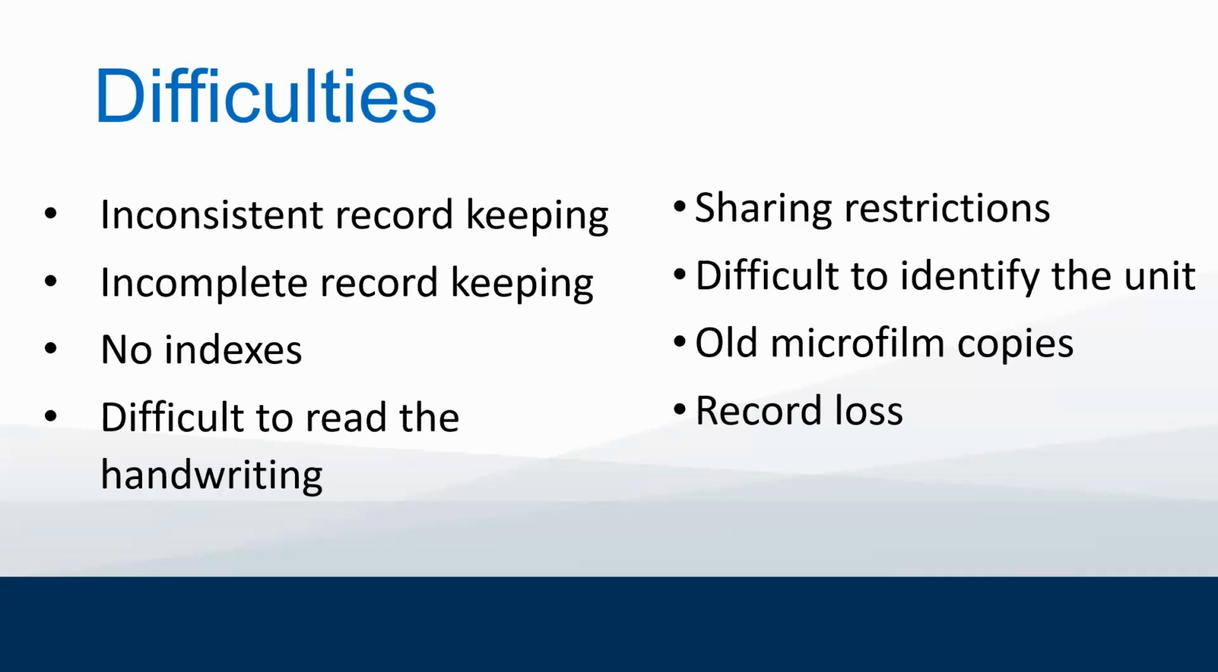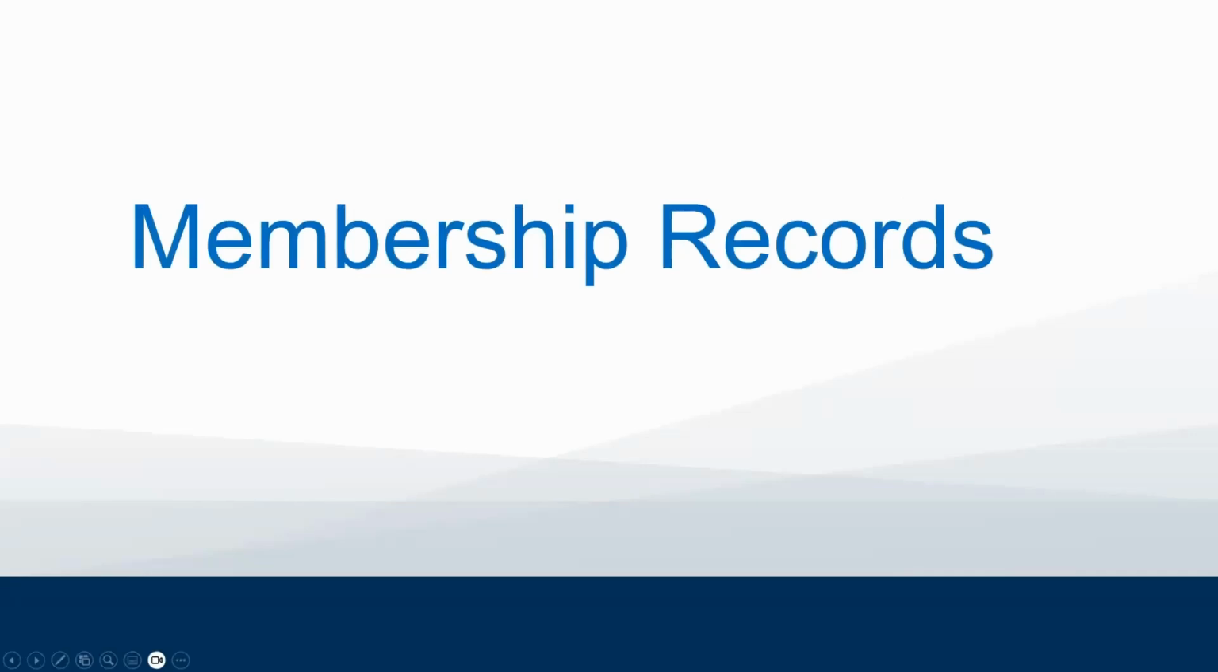And it is difficult to identify the unit. The unit, that term used in this presentation, encompasses wards, branches, and missions. Missions meaning before a stake and wards were organized, the jurisdiction may have been a mission. And so that's what I mean when I say mission. So when we talk about unit, that's what we're talking about, a general overarching term for those things. Okay, let's get started with our membership records.